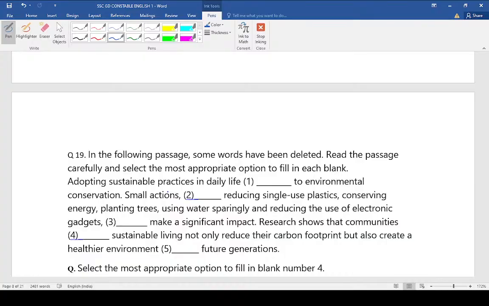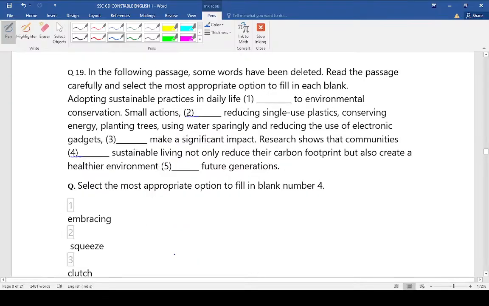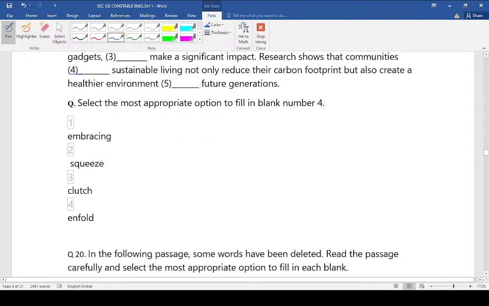Research shows that communities dash sustainable living not only reduce their carbon footprint but also create a healthier environment. Select the most appropriate option to fill in blank number 4. The words given: embracing, which is accepting something. Squeeze, which is forcefully taking. Next is clutch, to grasp tightly. Next we have enfold, which is enveloping.